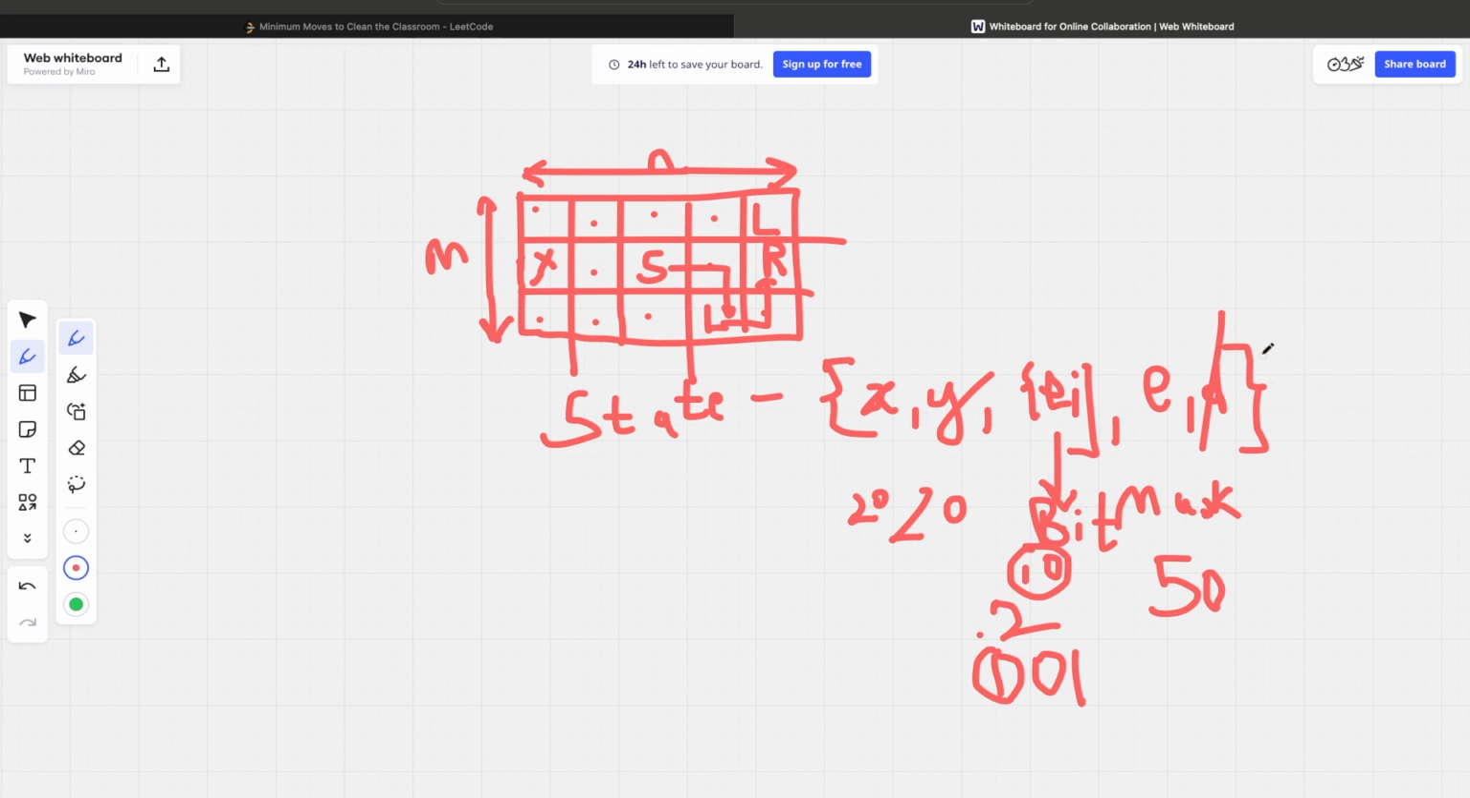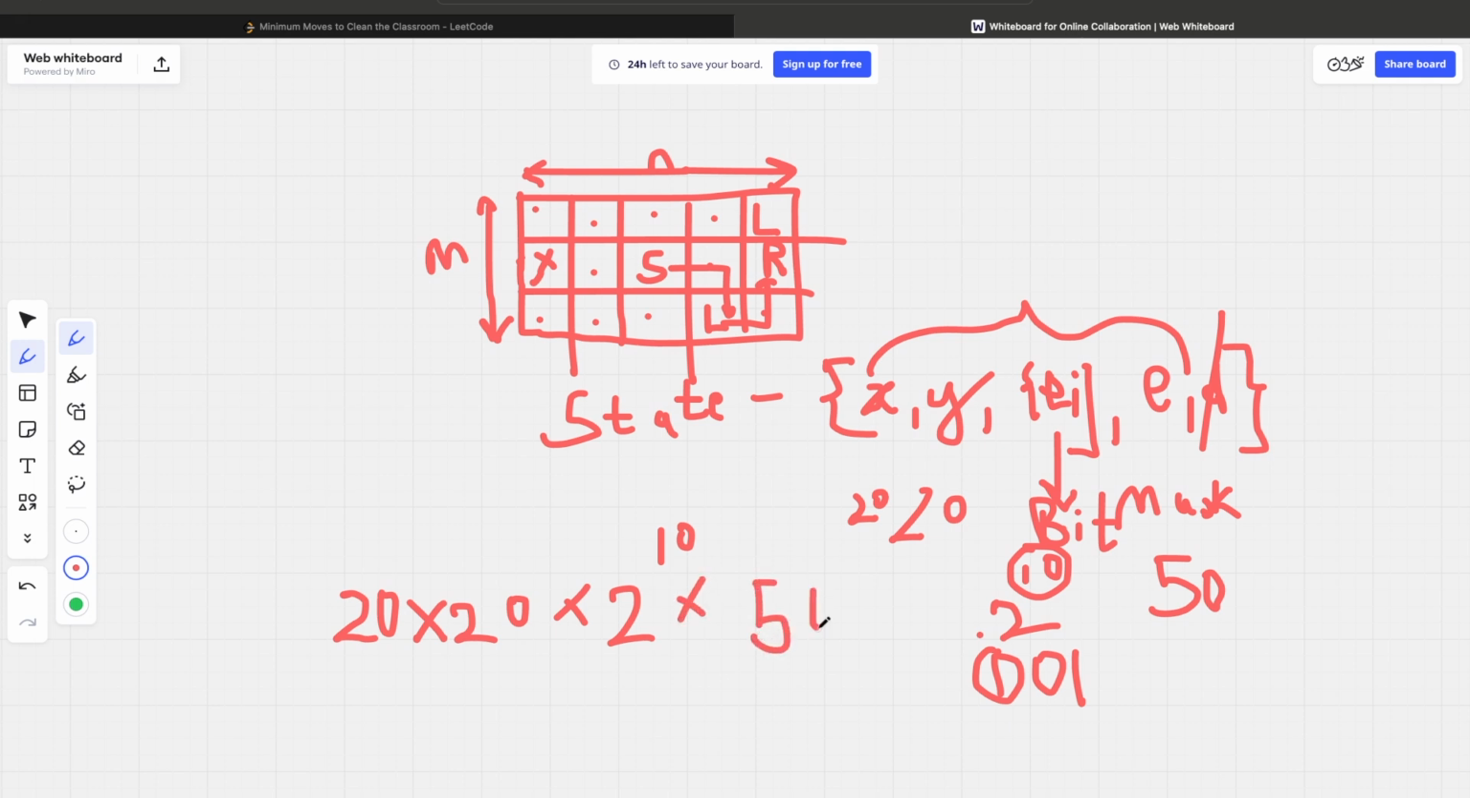Basically, D is not the one which is changing. This is the one we are using for storing our moves. So do not consider this. Consider only these four parameters. So what will be the time complexity if we want to apply BFS over these states? It will be 20 into 20 into 2 to the power 10 into 50. When we see this, it comes out around 2 into 10 to the power 7, asymptotically 10 to the power 7. So it is coming under the tight constraint.